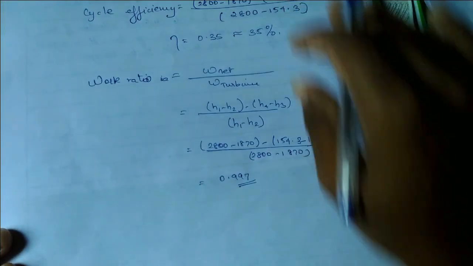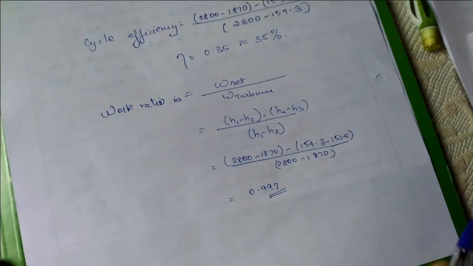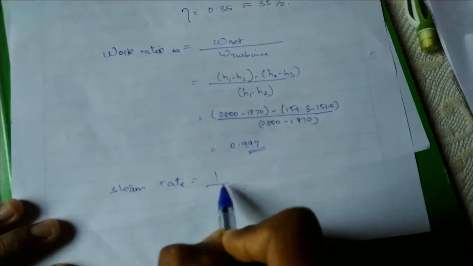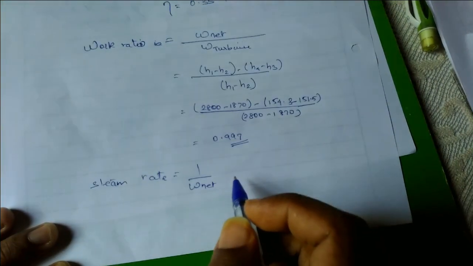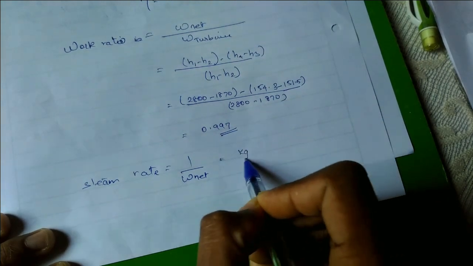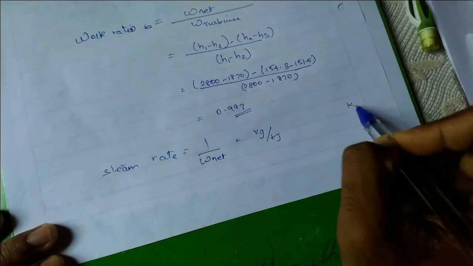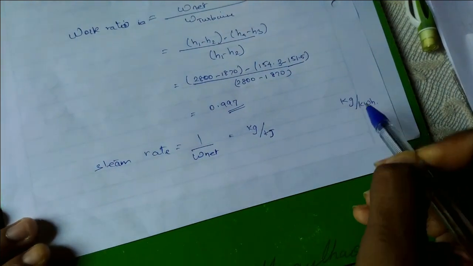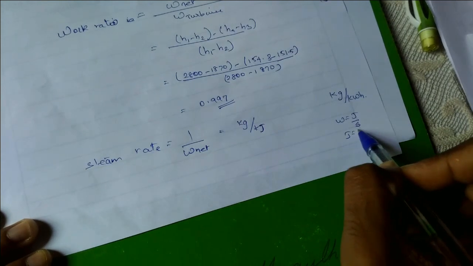So now, heading back to our problem statement, we have to find out the specific steam consumption. Specific steam consumption is similar to the steam rate. The steam rate is given by 1 by W net. Now W net is just a subtraction of enthalpy, so it is in kilojoules per kg. So steam rate will be kg per kilojoule. Now the specific steam consumption is given in kg per kilowatt hour. Now you have to convert joules into kilowatt hour. What is a watt? A watt is joules per second. So joules is equal to watt second.